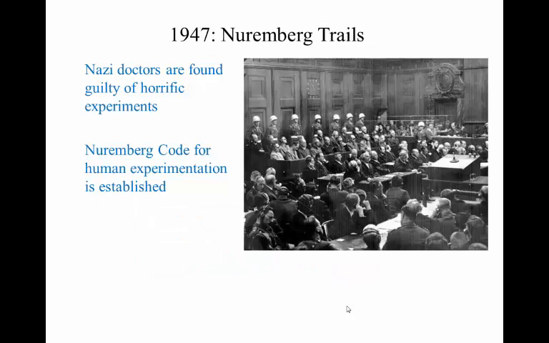The real turning point comes in 1947 with the Nuremberg trials, where Nazi doctors were found guilty of horrific experiments on prisoners in concentration camps. Perhaps the most frightening of these was human vivisection. They would tie someone up and cut them open, conscious and without anesthetic, to observe the human body at work.